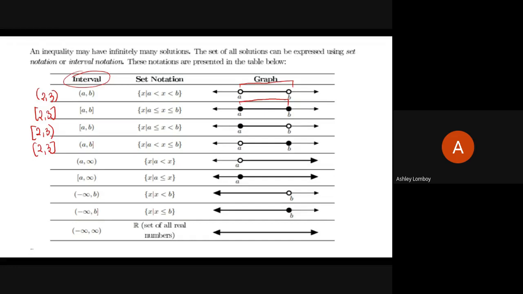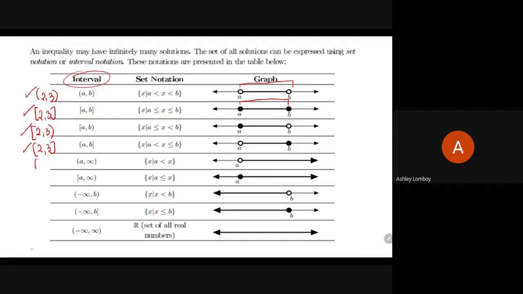Kasama ang 3, hindi kasama ang 2. Dito, hindi kasama ang 2 at saka ang 3. Dito, kasama ang 2 sa solution set, kasama ang 3 sa solution set. Dito, hindi kasama ang 3 pero kasama ang 2. Dito, kasama ang 3 pero hindi kasama ang 2. Huwag malilito sa symbol at sa paggamit ng bracket and parenthesis.